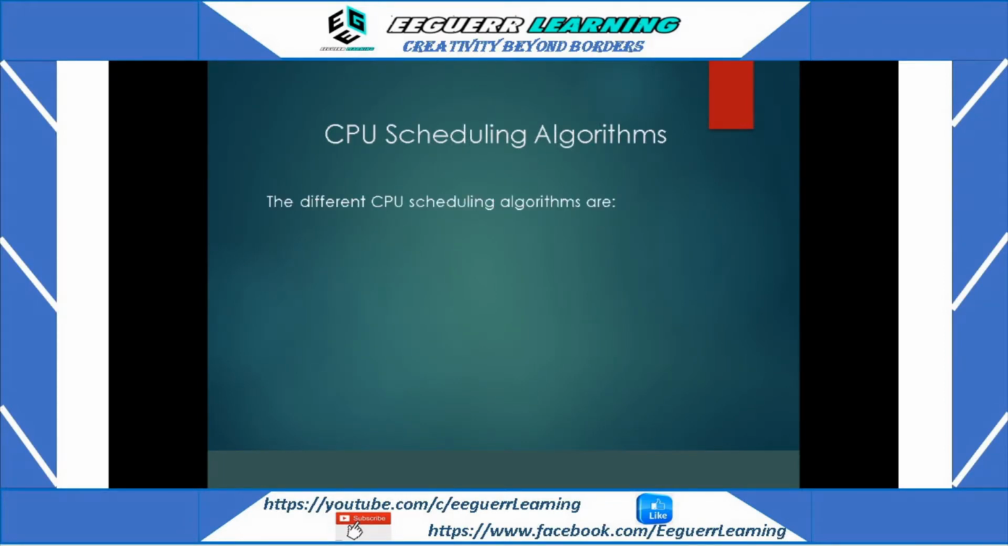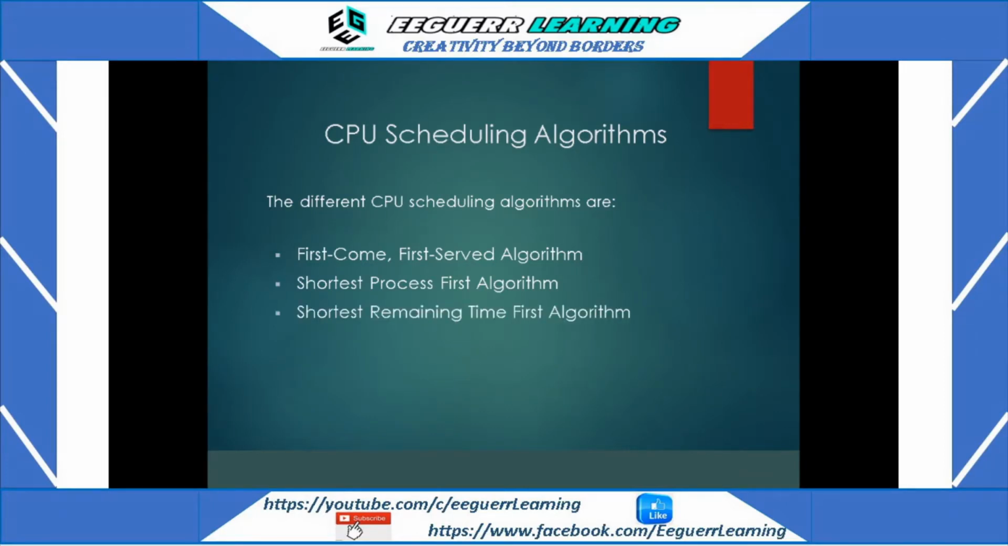There are different CPU scheduling algorithms. First is the first come, first serve algorithm. The second one is the shortest process first algorithm. The third one is the shortest remaining time first algorithm. The fourth is the round robin algorithm. The fifth is priority scheduling. And the last is the multi-level feedback queues.